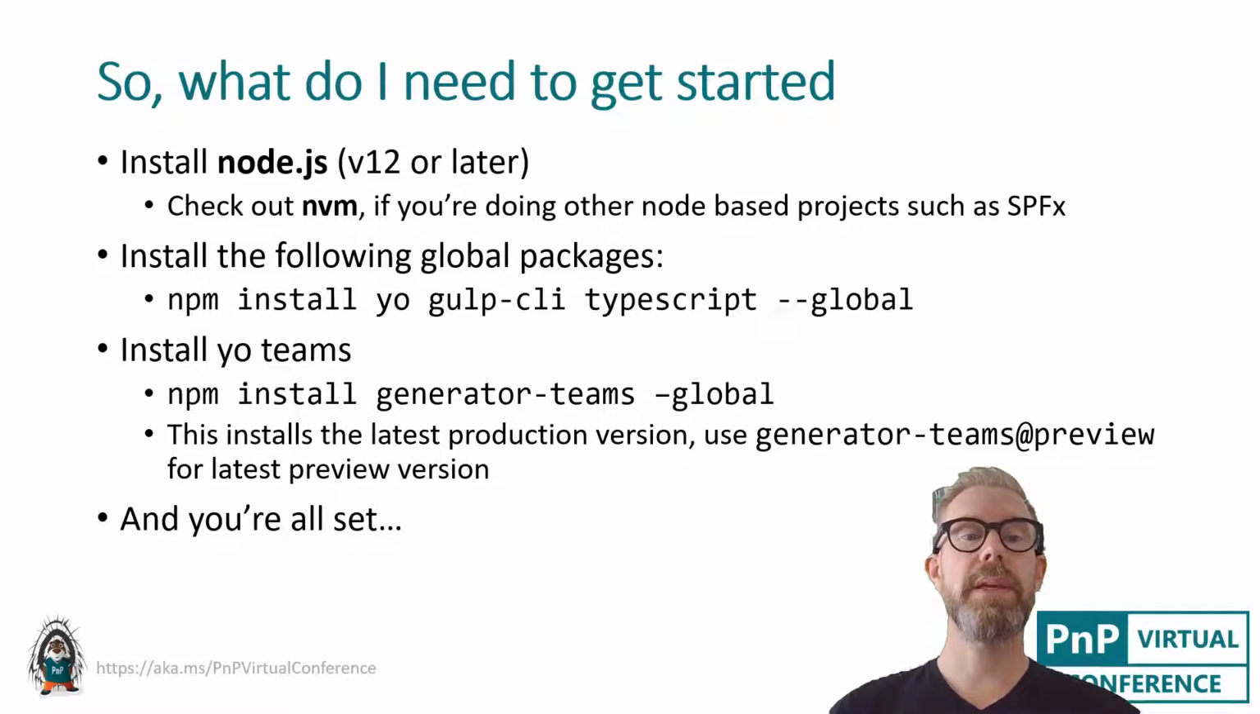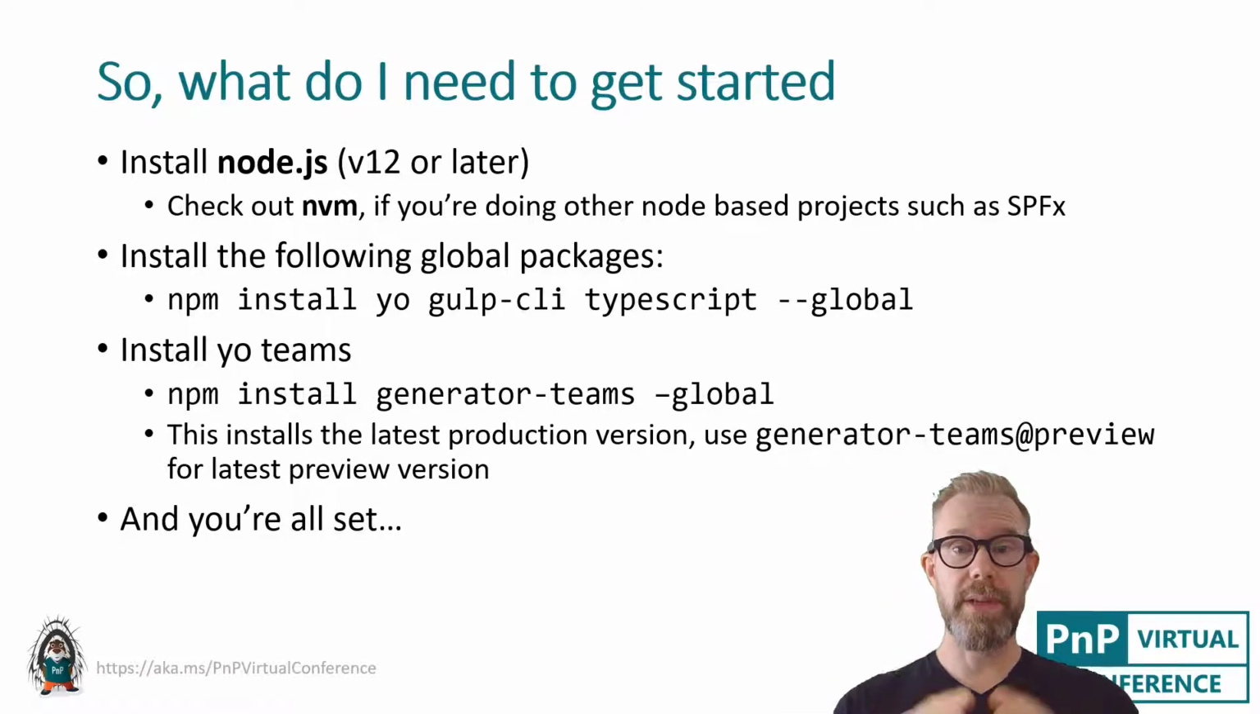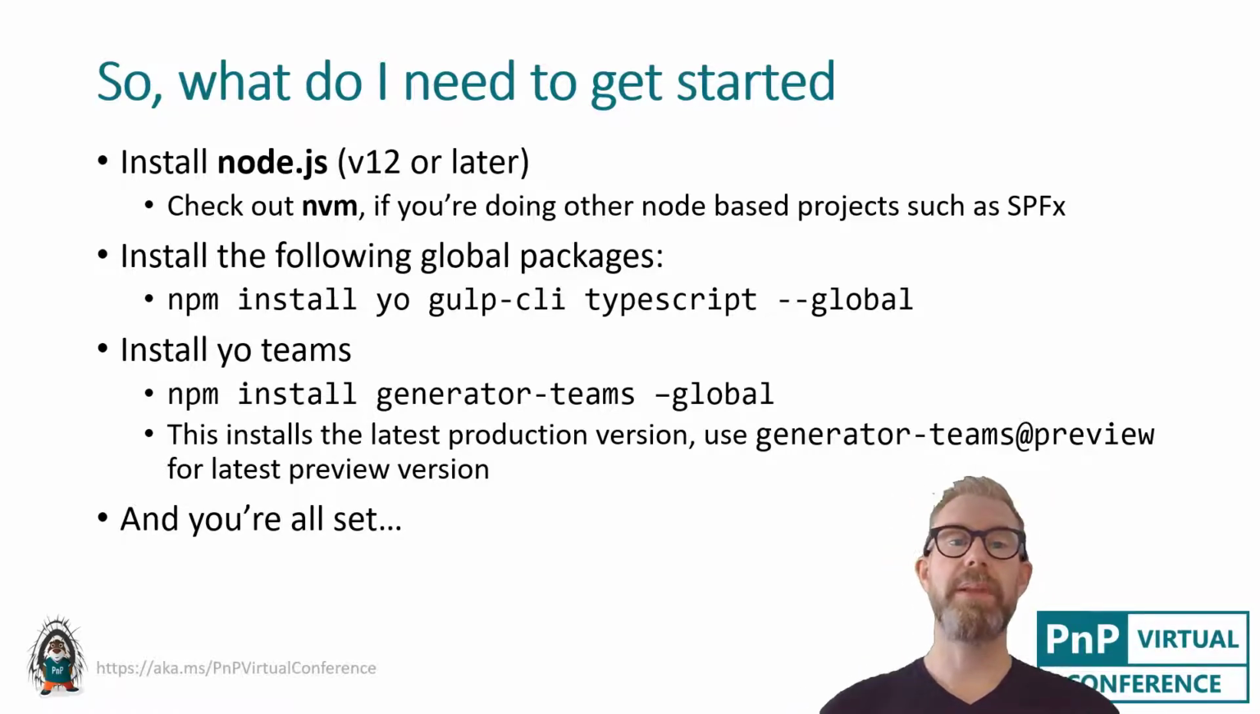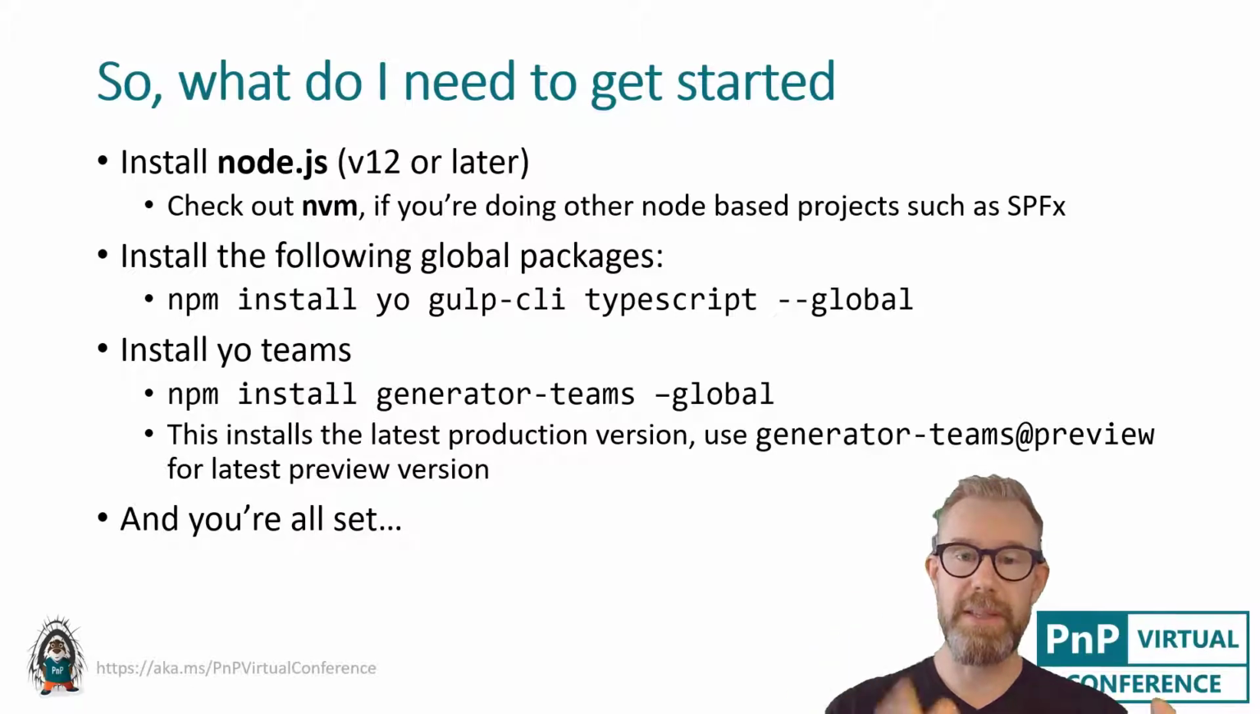The second thing, you need to install a couple of packages. So you run npm install yo, then Gulp CLI and TypeScript, and preferably install them globally. So yo is the Yeoman generator, not the YoTeams. The Gulp CLI is the command line interface for Gulp, and then we want TypeScript as well. Then you finally install Generator Teams, which is the Teams Yeoman generator plugin.